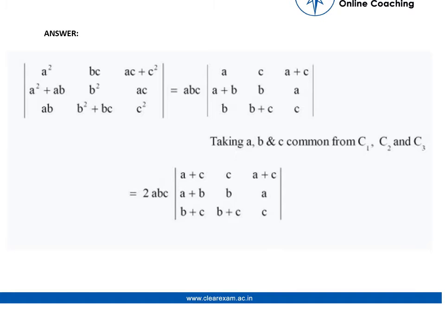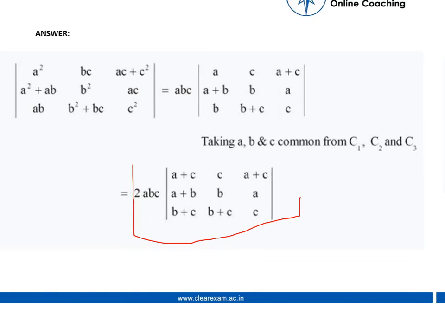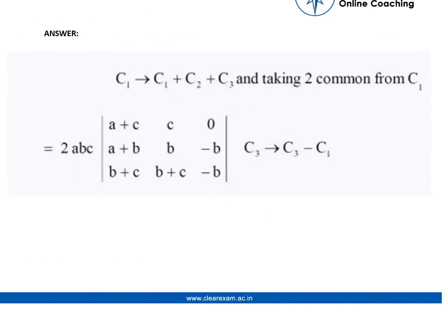Now we add C1, C2 and C3 to column C1 and take 2 common from C1. So we get 2abc multiplied by this determinant. Further, in the third column, we subtract the first column from the third column, so we get this determinant.